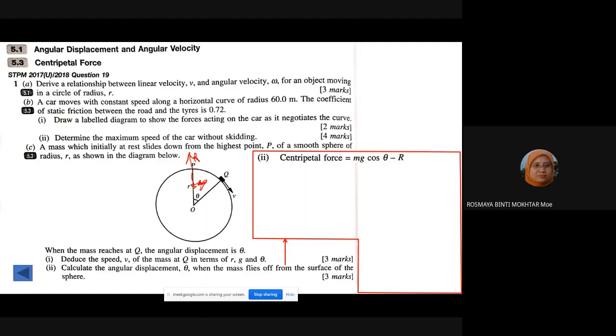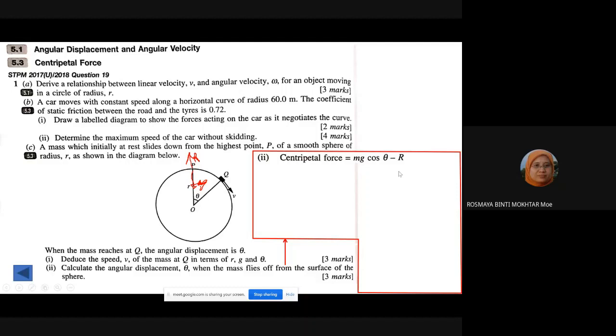Okay, mgr equals to mg is towards the... okay, so mg is downward. Then R is upward, so therefore R is negative. So mg cos theta minus R. At the top peak P, but at the Q, we resolve the component of weight becomes mg cos theta. So that's why at point Q it is mg cos theta minus R.